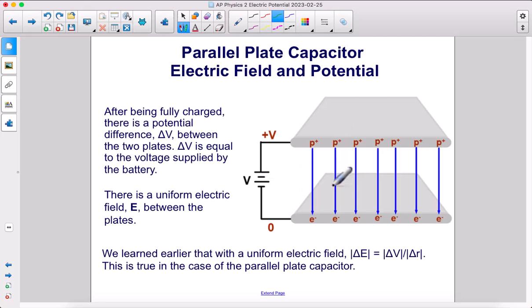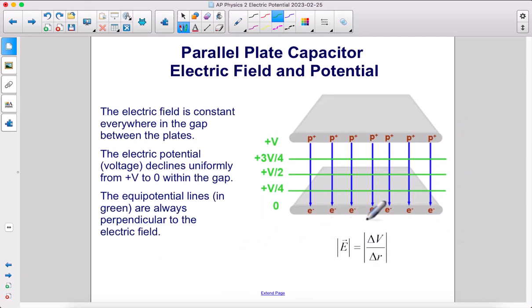There is a uniform electric field, E, between the plates. We learned earlier that with a uniform electric field, the strength of that electric field equals the voltage difference divided by the separation of the plates. This is true in the case of the parallel plate capacitor. The electric field is constant everywhere in the gap between the plates.